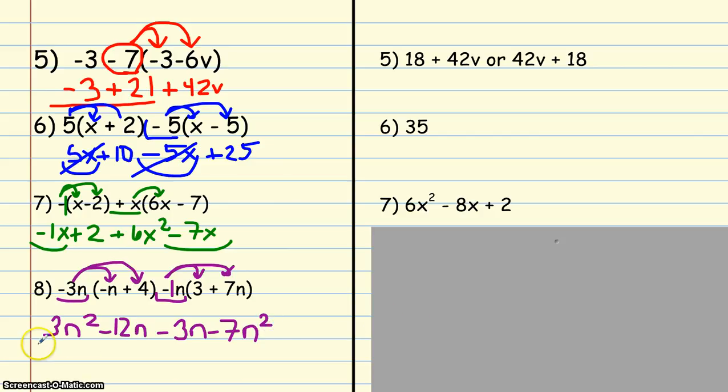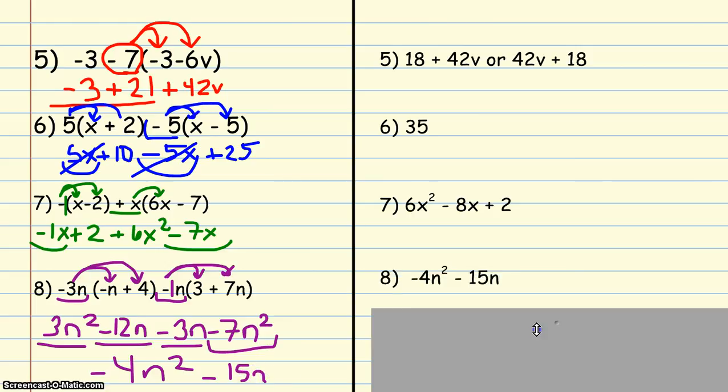Looking at our like terms, let's see, we've got 3n squared minus 7n squared. So that's going to give us negative 4n squared. And then we have negative 12n minus 3n. That's going to be a negative 15n. So our final answer, simplified as much as can be, is negative 4n squared minus 15n.